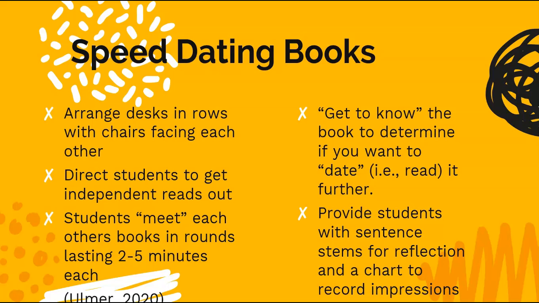Students take about 2 minutes to talk about the cover of their book, the protagonist and the antagonist, the basic plot. It's really not that different from a book talk. You don't give away the ending, and you leave your audience wanting a little bit more. For the younger students, I find that it's really helpful to provide sentence stems for reflection, and we'll see some of those in the next slide. And then at the end, for the reflection time, a chart to record their impressions.